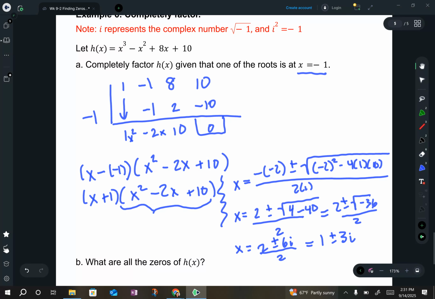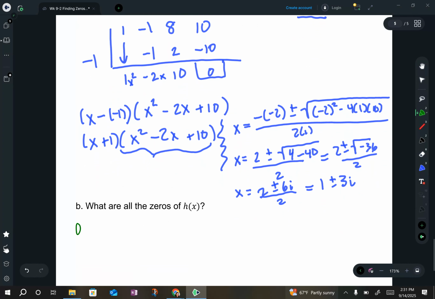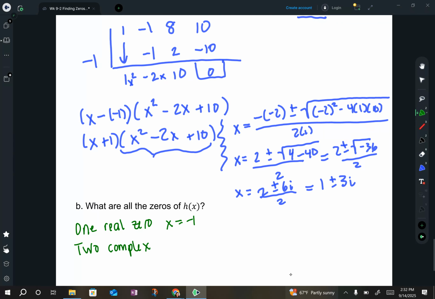So when it's asking us here, what are all the zeros of h of x? We have one real zero, x equal to -1, and we have two complex zeros, and that's x equal to 1 plus 3i, x equal to 1 minus 3i.